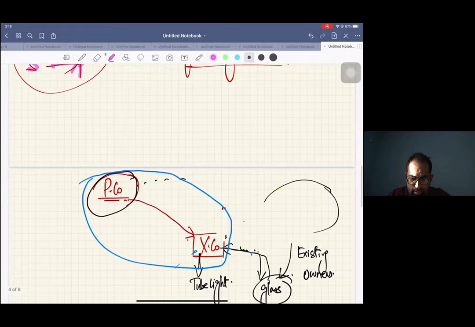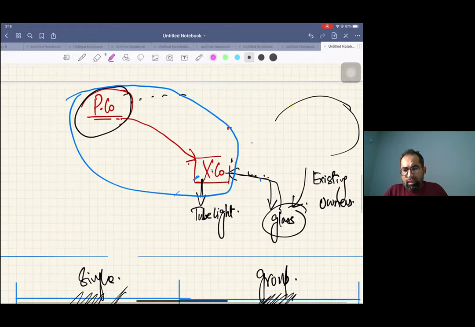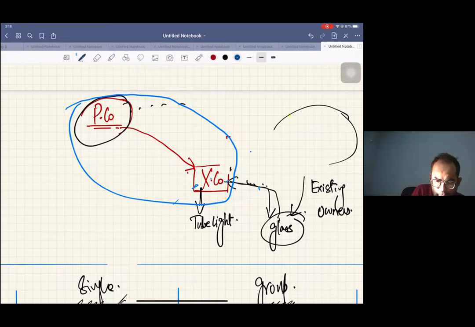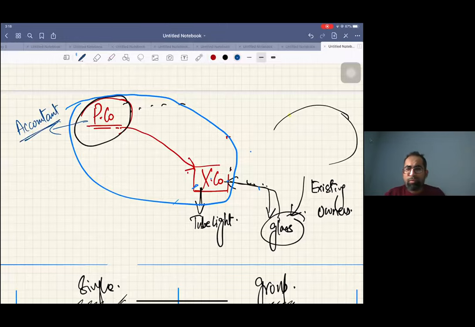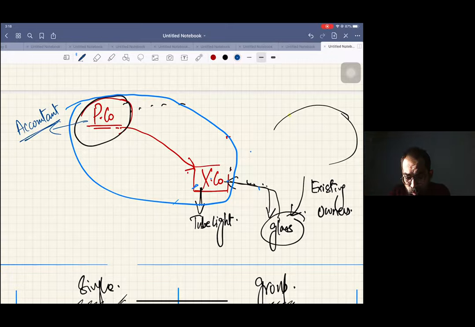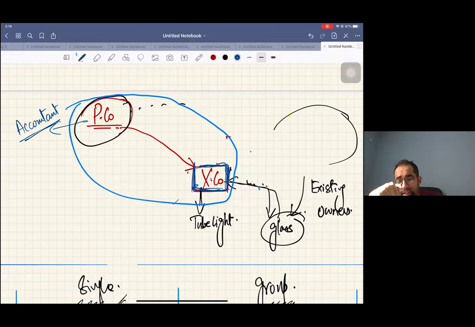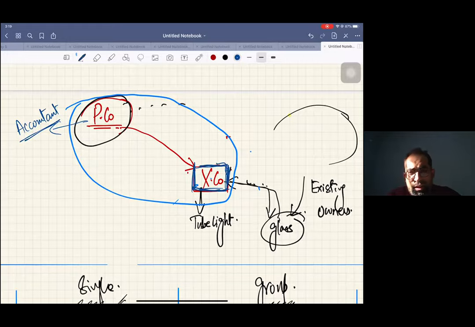Now, listen. You will be the accountant of the parent company. In the ratio analysis question, my dear students, you will be the accountant of the parent company. And just imagine that the parent company is a very rich company. It's full of cash. And the parent company wants to acquire the running business of X company. Okay. Look at here. So whenever you want to buy the running business of X company, you will go to the existing owners.